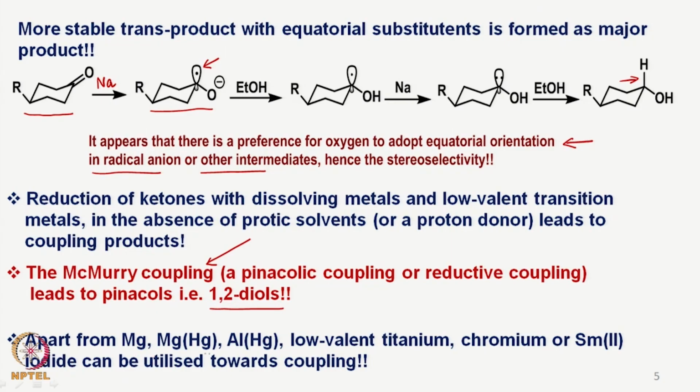Now, apart from magnesium amalgam and aluminum amalgam that we saw, even low valent titanium, chromium or samarium iodide can also be utilized towards coupling. So, there are a variety of methods or approaches to allow the coupling to take place. Now, why is it that the coupling is important? Because if we allow the carbonyl groups to couple, of course we can get 1,2-diols, but under certain conditions they also lead to the formation of the corresponding olefin.